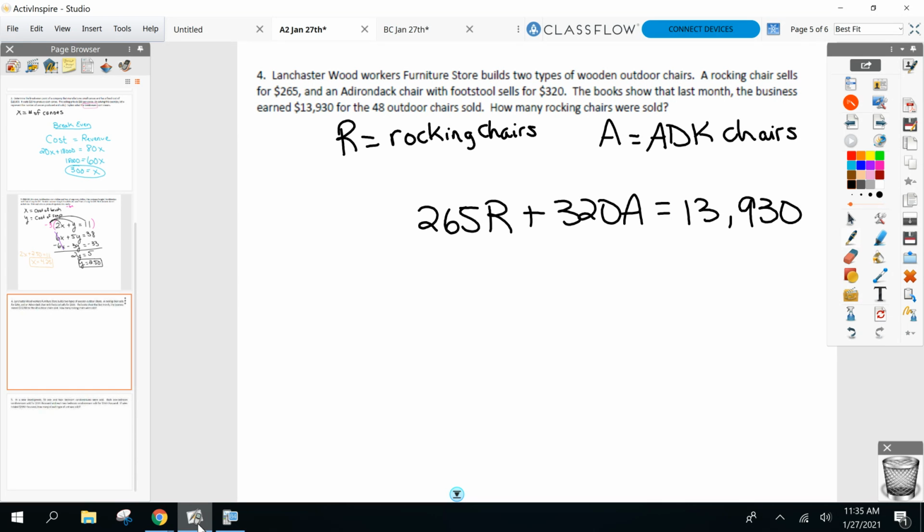Correct. So I don't need any number in front. Ready? Rocking chairs plus Adirondack chairs. How many total do I have, Kian? 48. Equals 48. That's where the second one comes from, guys. The total number I sold. Okay. It's up to you guys now.